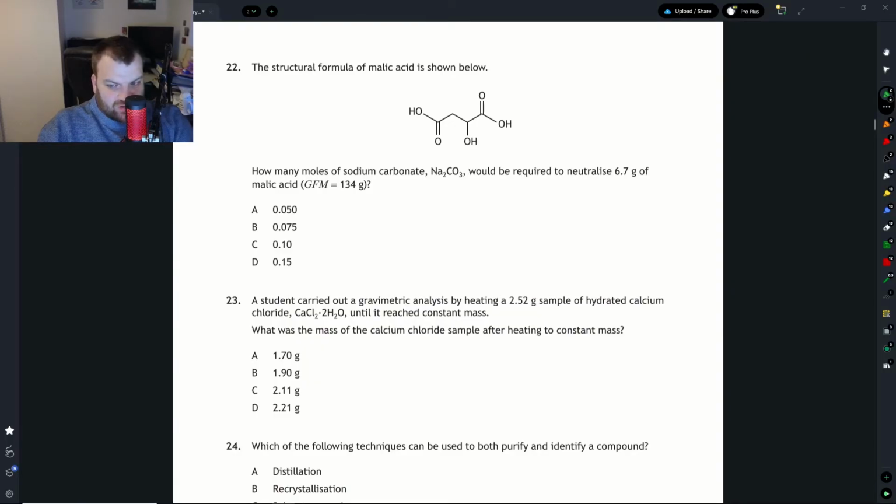Okay, in this one we are given a mass of malic acid. I'm going to turn that into number of moles. We're doing mass divided by GFM.